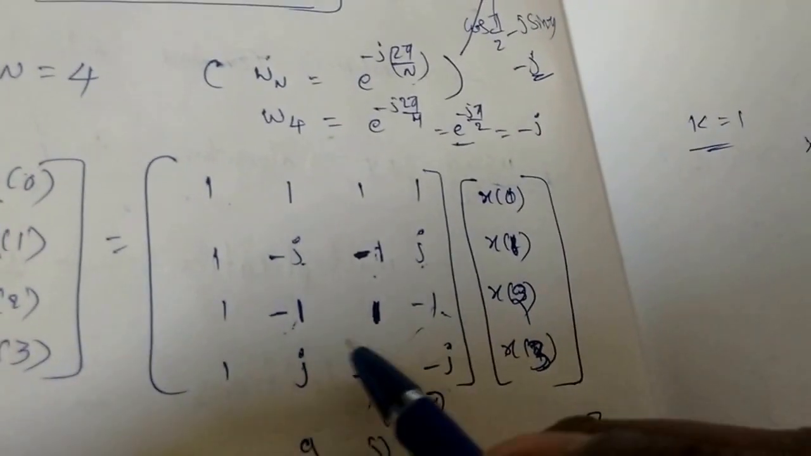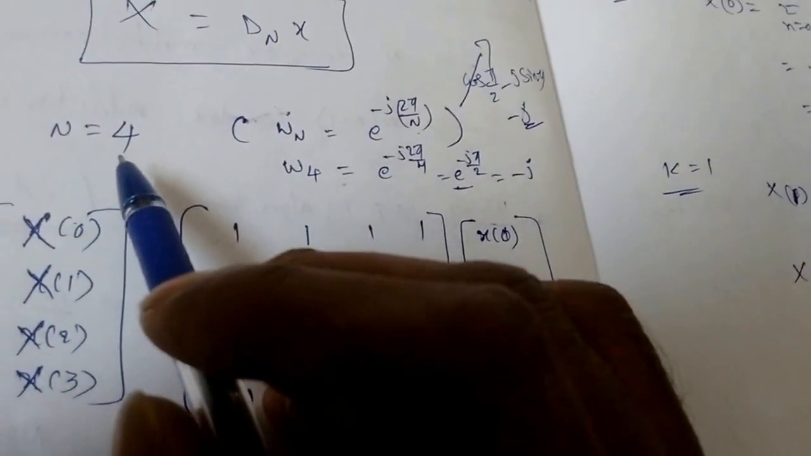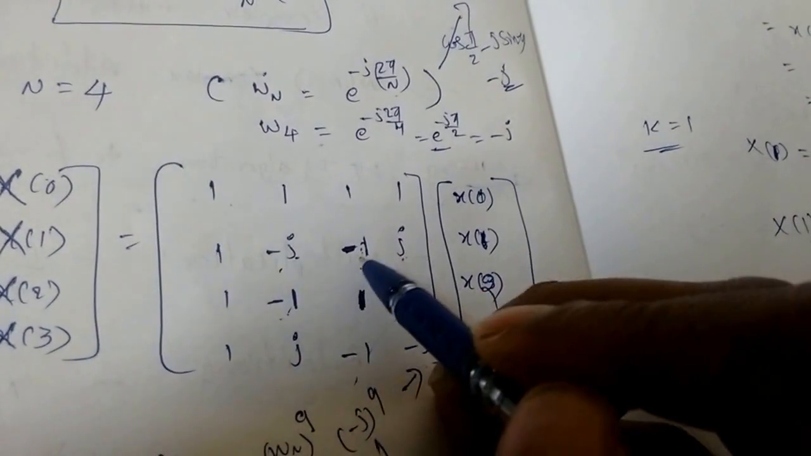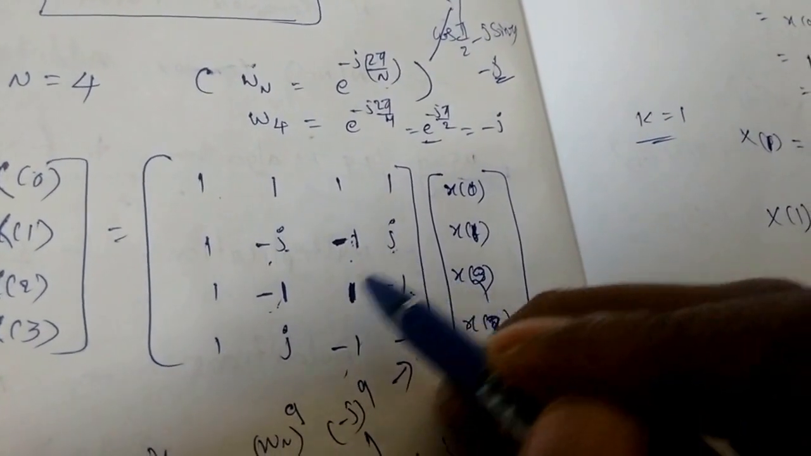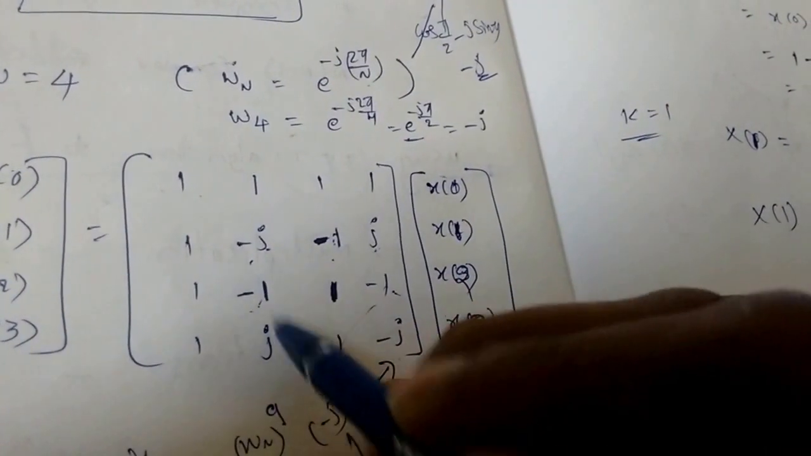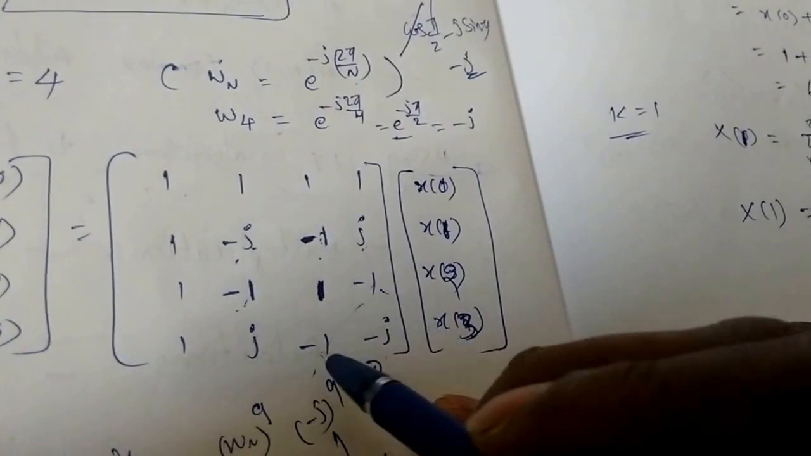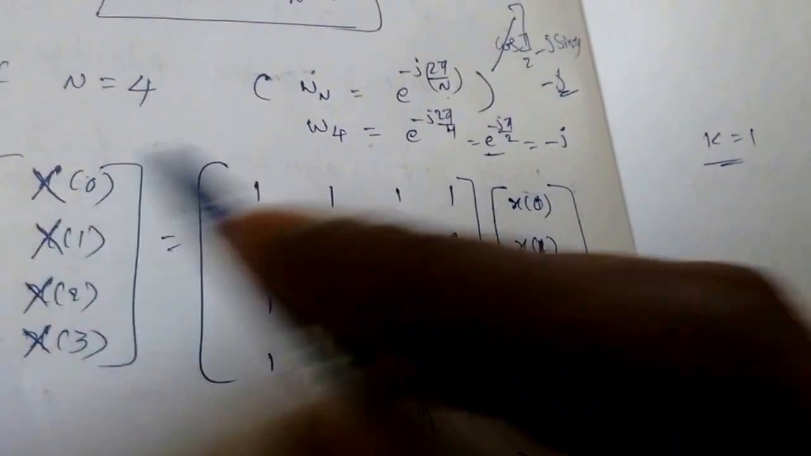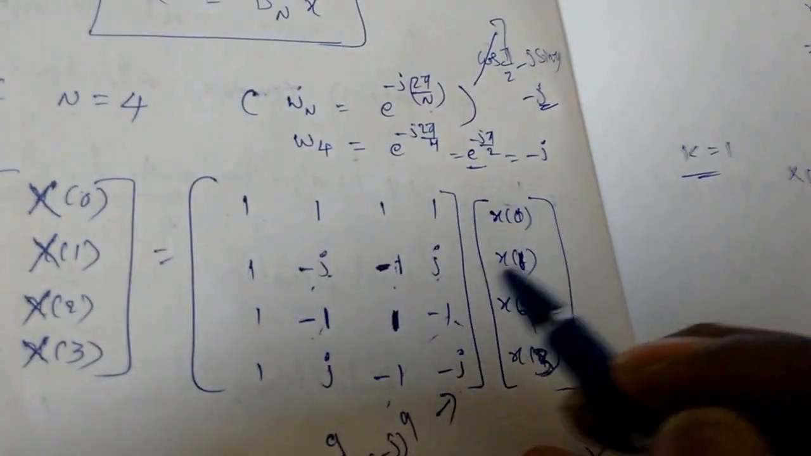You can directly remember, if the length is 4, you can represent this matrix directly. All ones, minus j, minus 1, j. So these two will resemble here directly. Minus 1, j. Next one is 1, minus 1, minus 1, and minus j here. You can remember this, and we can find the DFT directly by using this formula.